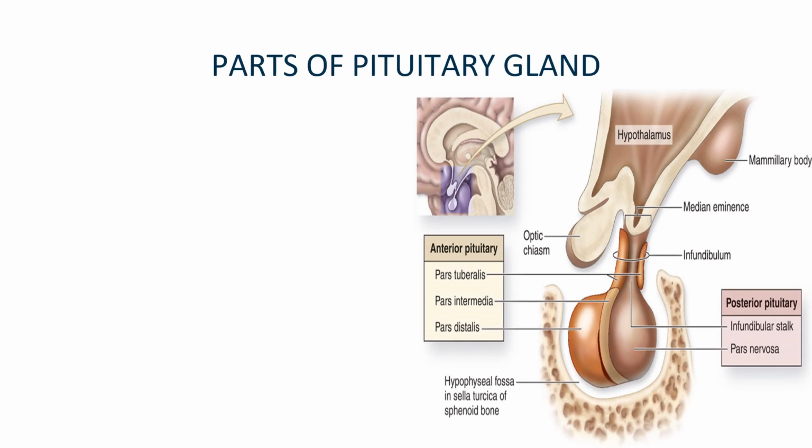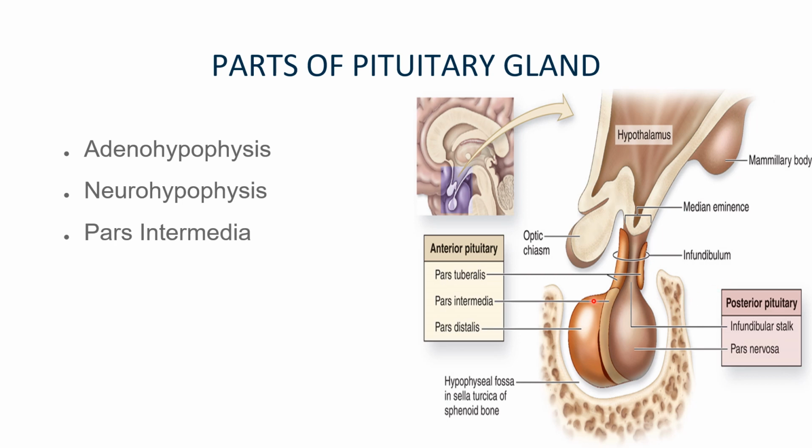Parts of the pituitary gland. Physiologically, the pituitary gland consists of three distinct parts or lobes. So anterior lobe or adenohypophysis, posterior lobe or neurohypophysis, and then the intermediate lobe or the pars intermedia.